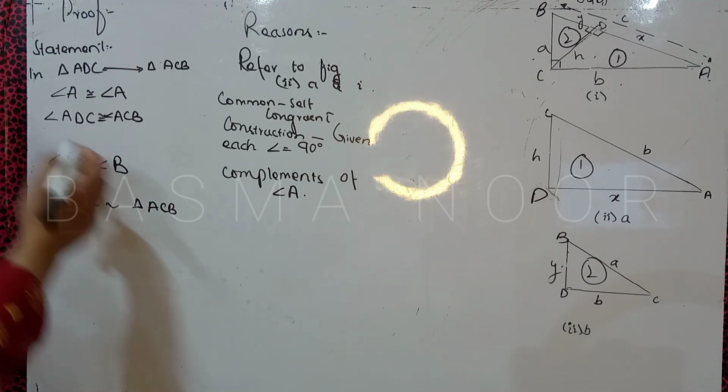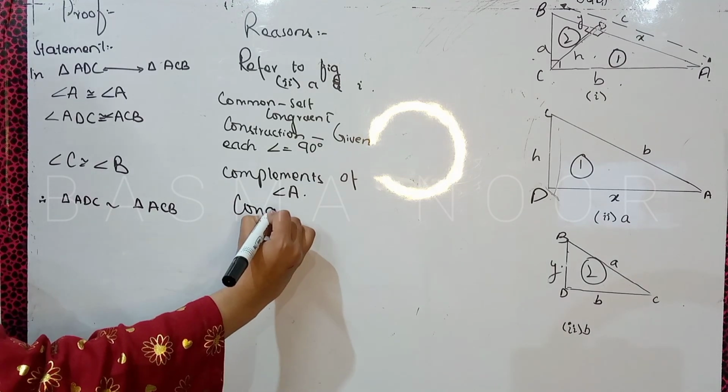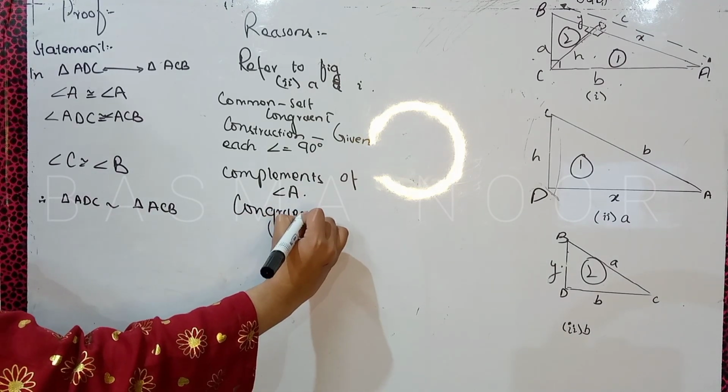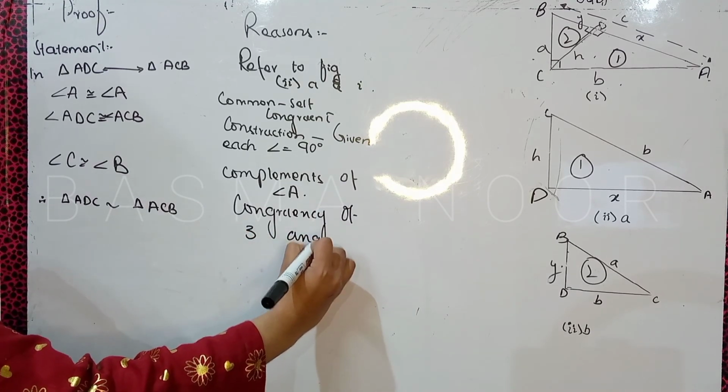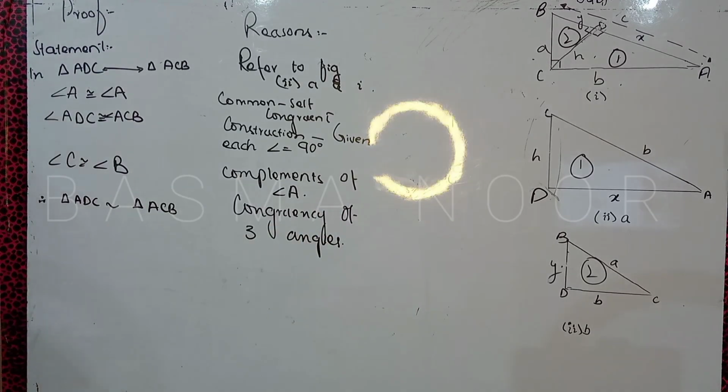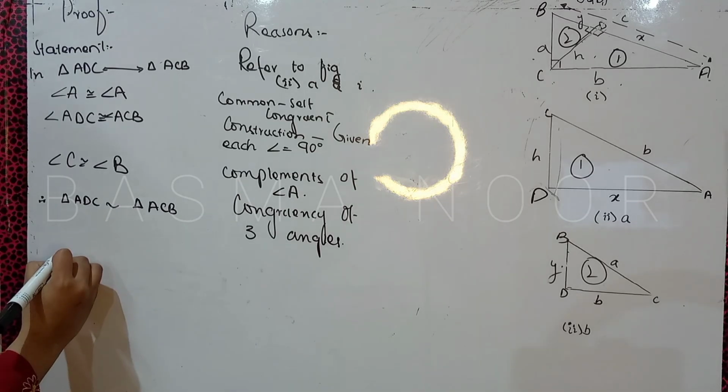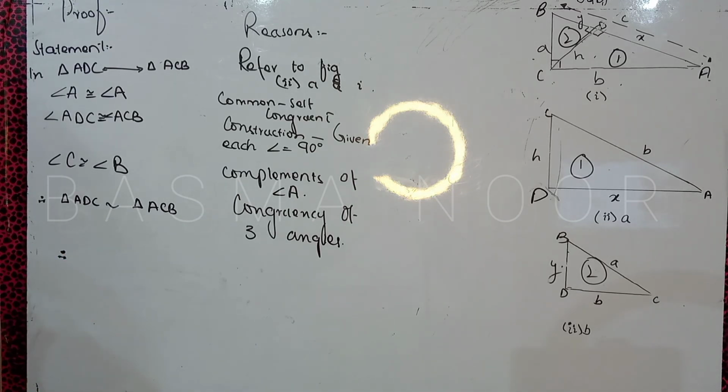And it shows congruency of three angles. So here we're going to write the reason: congruency of three angles. Okay, so it is proved. And now we're going to talk about the sides, like ADC is similar to ACB.